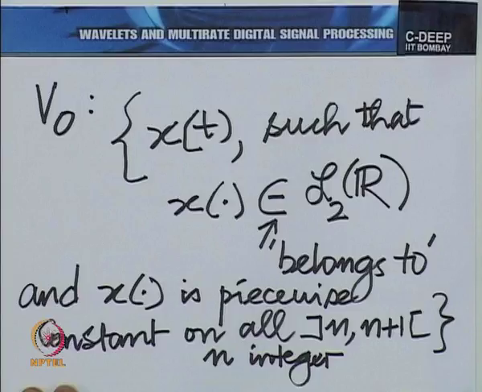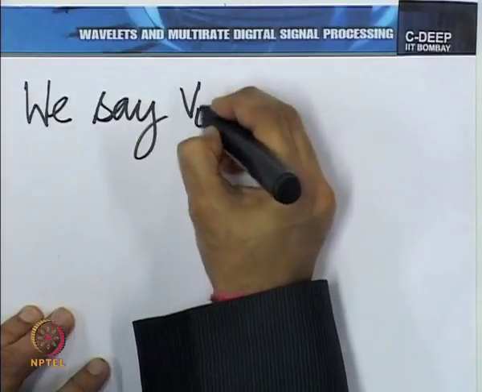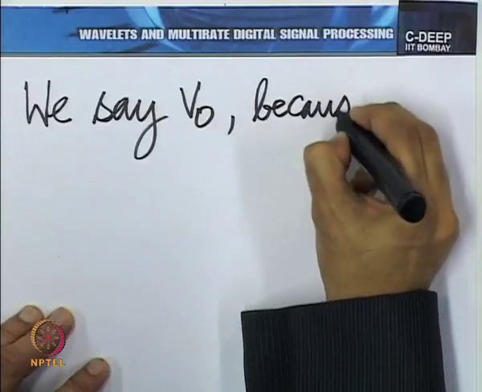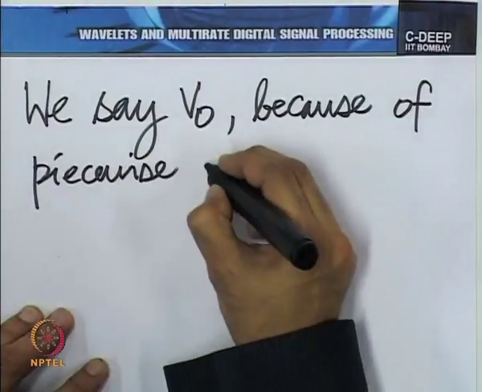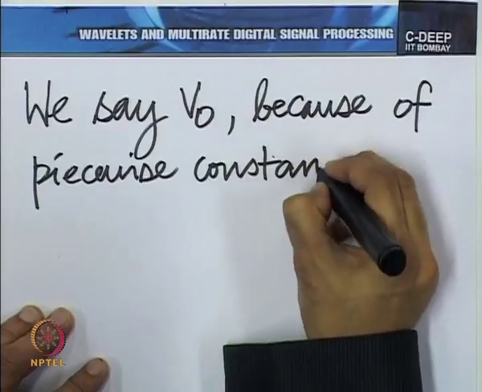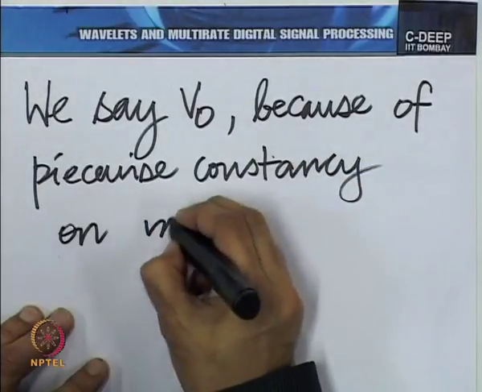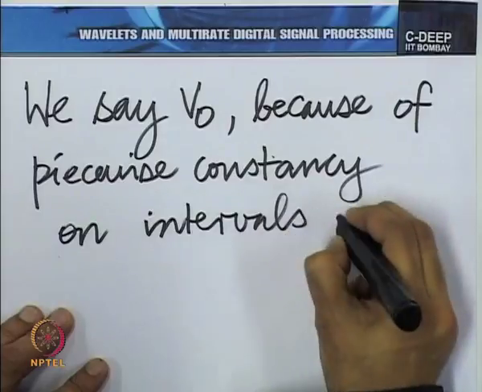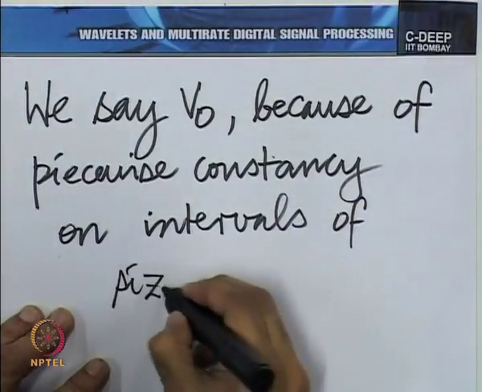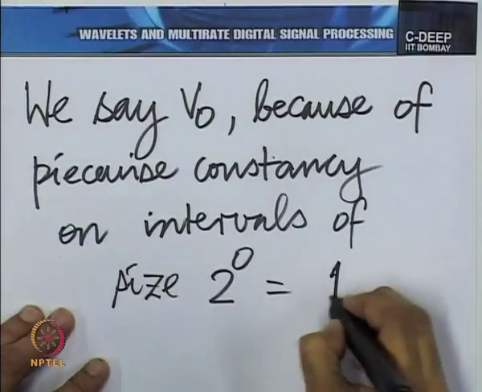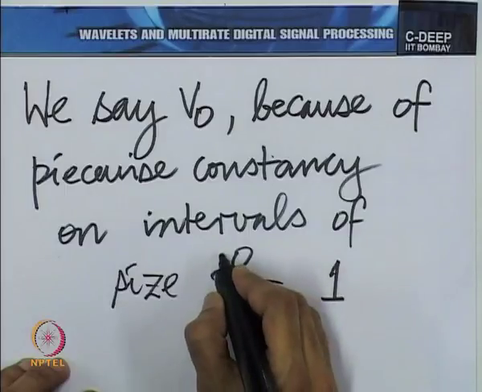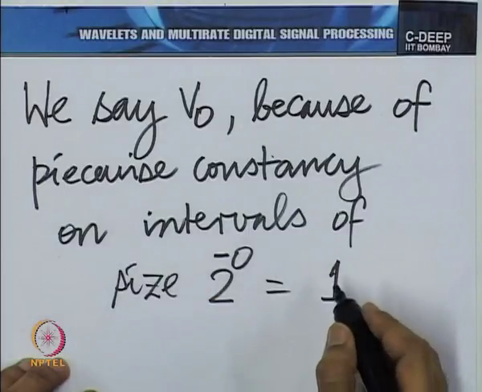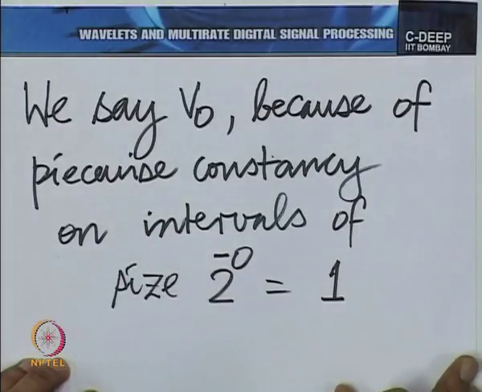So, we say V 0 because of piecewise constancy on intervals of size 2 raised to the 0, which is 1. And similarly, therefore, in fact, you could call it 2 raised to the power of 0, or you could call it 2 raised to the power of minus 0. We will prefer to use 2 raised to the power minus 0, because it will be consistent in future.